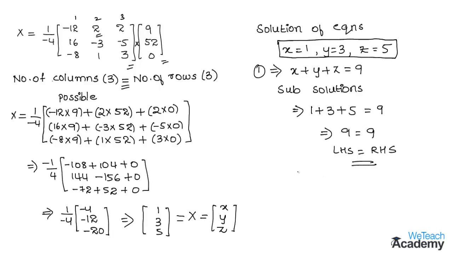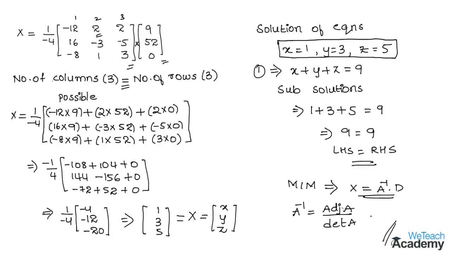And make a note that in the matrix inversion method we use the equation X equal to A inverse into D, and the value of A inverse is equal to adjoint A by det A. So in this way we solve a system of linear equations under the matrix inversion method.